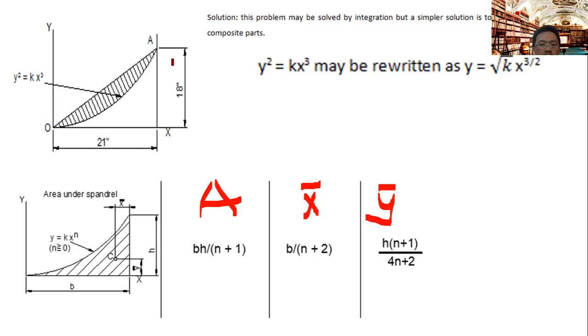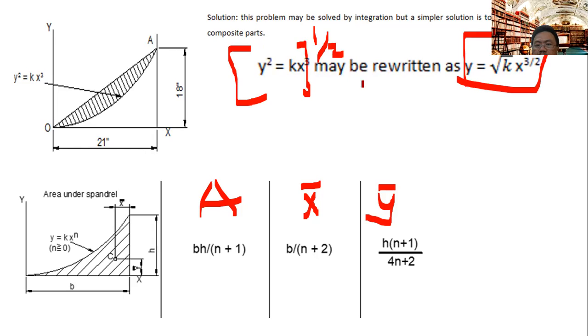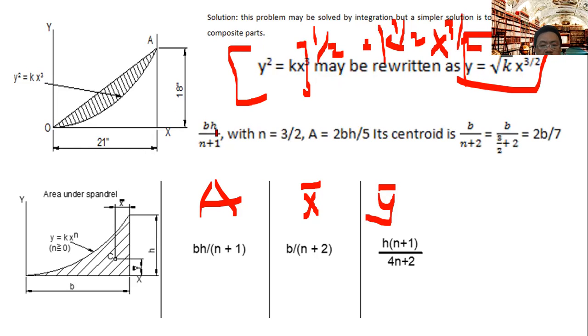So we have here y squared equals kx cubed, which we can write, we divide both sides by, okay, to the power of 1/2. So we can have this, okay, because k, it is just k when we distribute 1/2, and then x cubed will become 3/2. Okay, in other words, we have like this, and then from that we can use the formula. Since here is our n, we can just substitute area from here, bh over n plus 1.